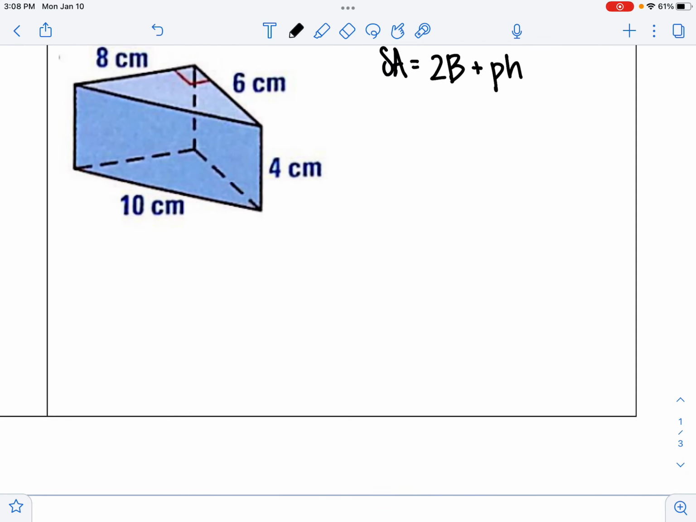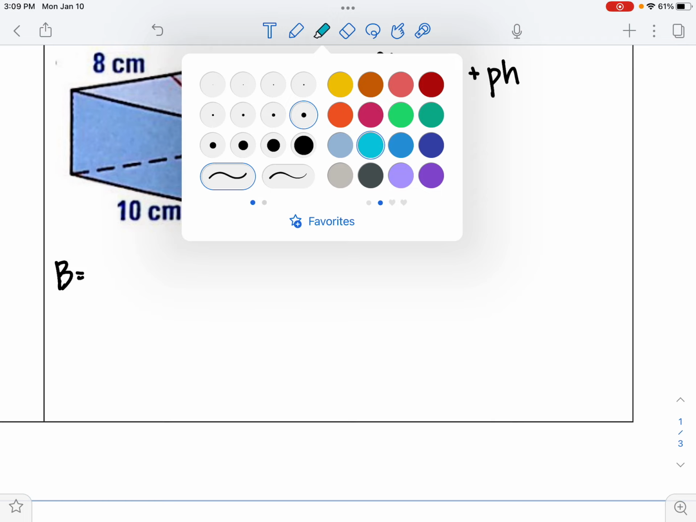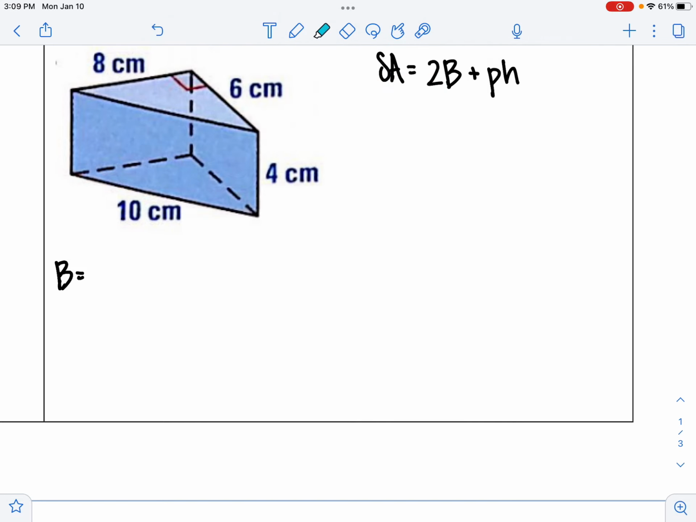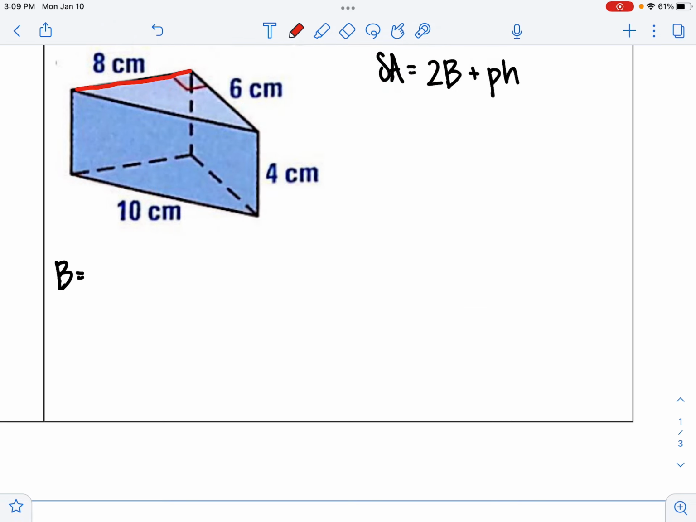So we have to do some work first before we can just substitute in, all right? Because if you remember, my big B stands for my area of the base, okay? And even though I don't have any numbers down here on the base, remember that the triangles are congruent. So what I'm focusing on is this triangle up here. And I'm going to first find the area of that triangle, okay?